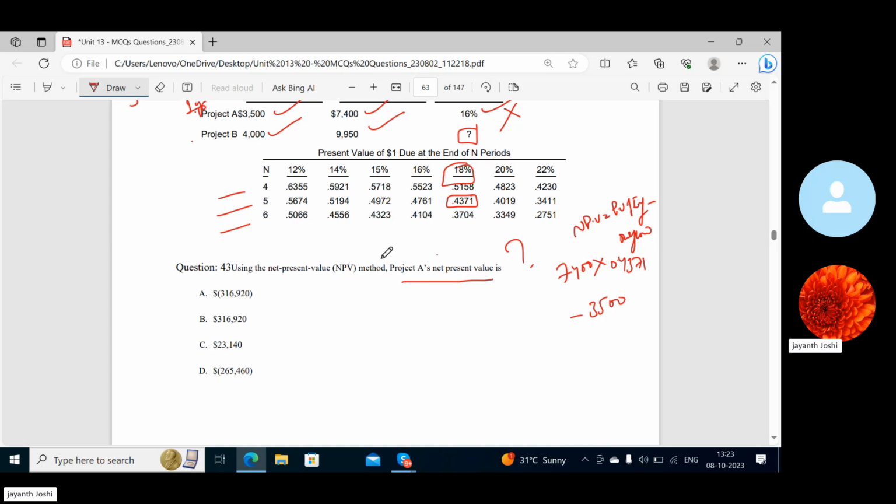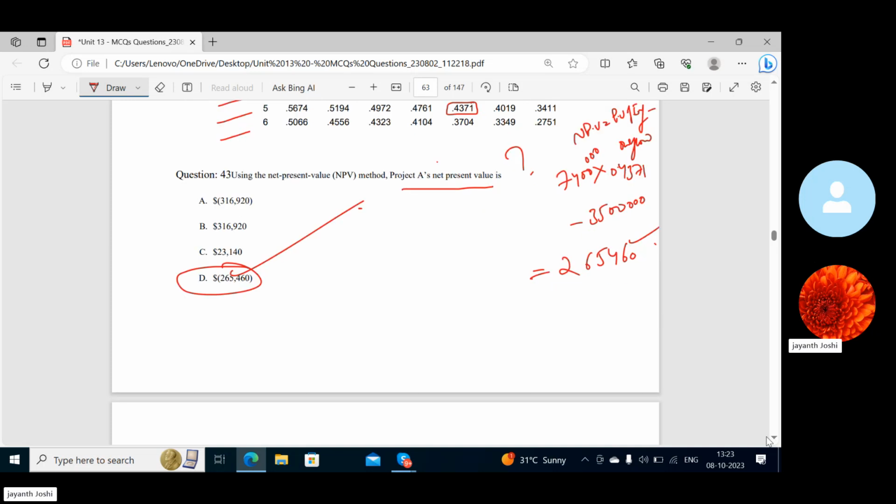That will be how much? 2,65,460. Done. Okay, this is the answer. Shall we move forward? If someone wants to do it, they can put 3 zeros here, 3 zeros here, and do it.